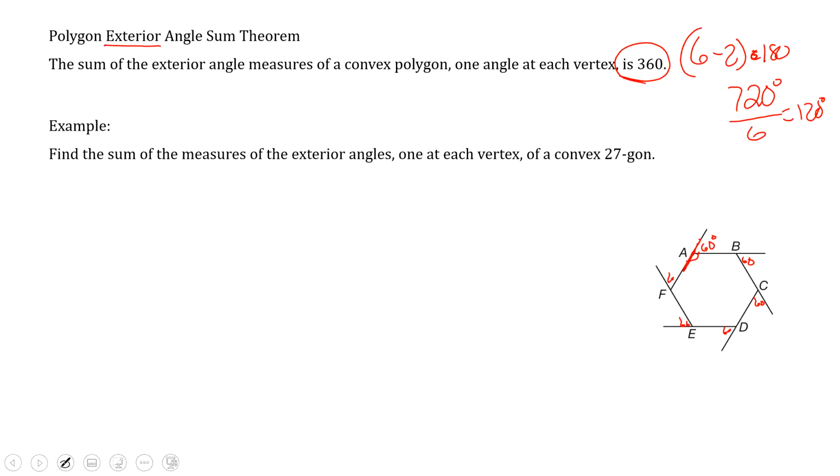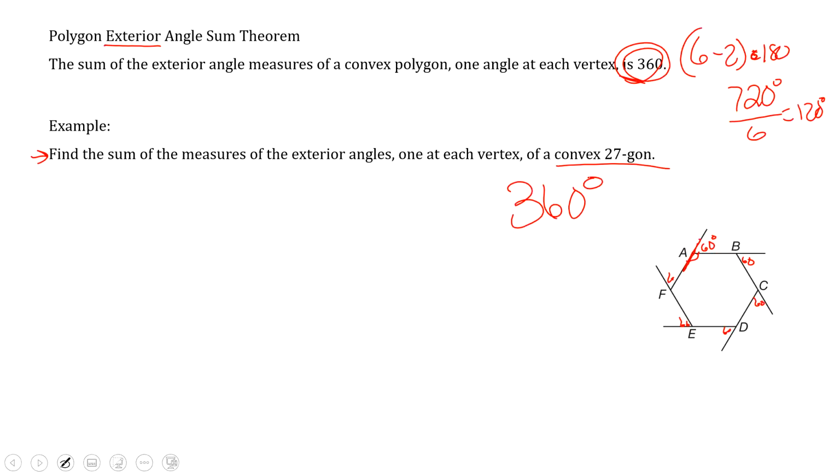What that's going to tell you, though, is questions you're going to see, like our example here: find the sum of the measures of the exterior angles of a 27-gon. The shape has 27 sides. I'm not even going to draw it because I don't want to work that out. All you need to know is it's always 360 degrees. So if you get a question like that, find the sum of the measures of exterior angles, 360. You don't even care how many sides, 360.